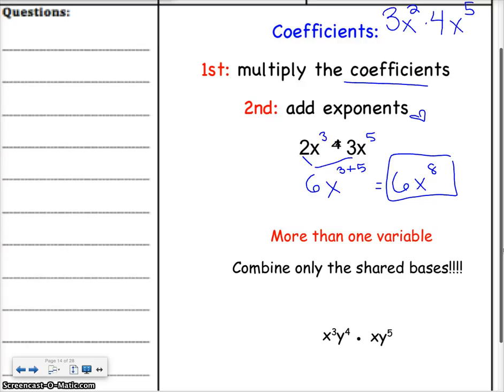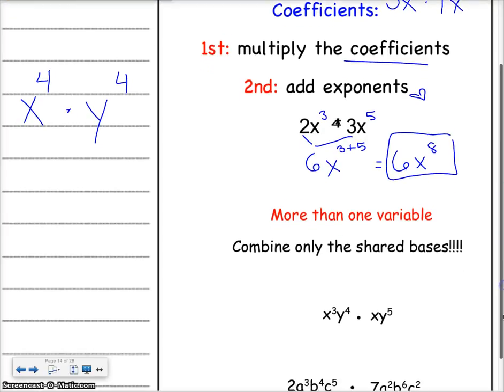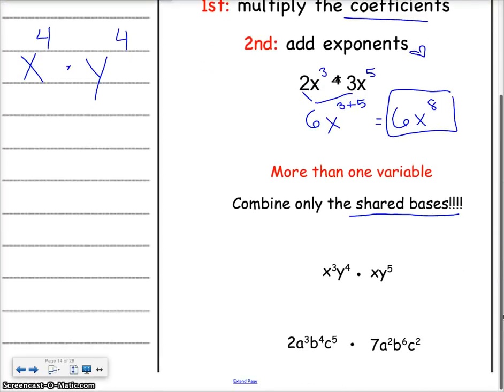Everything that we've done so far, the base has always been the same. Meaning if I had x to the 5th times y to the 4th, I can't combine them. It's like terms. I can't combine the x's and the y's. So sometimes they're going to be mixed up. There's going to be more than one variable. You combine only the shared bases. That means like terms. If they're not alike, you don't combine them. Make sense?